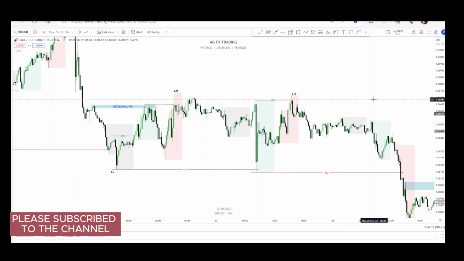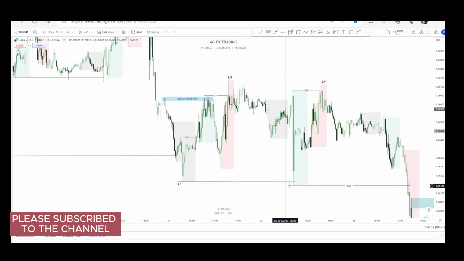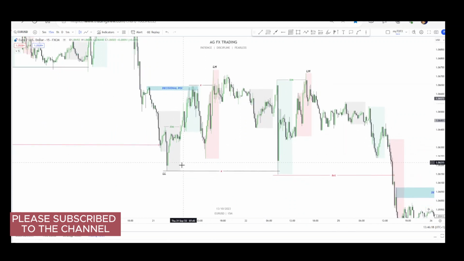Let me break it down for you. Here, we see a sweep of this low. This place confirmed our lower low, but it did not close below it. Assuming it closed below this low, it would confirm our lower low. Because it did not close below it, it's not a confirmed lower low. We need to wait for price to come and break this low.